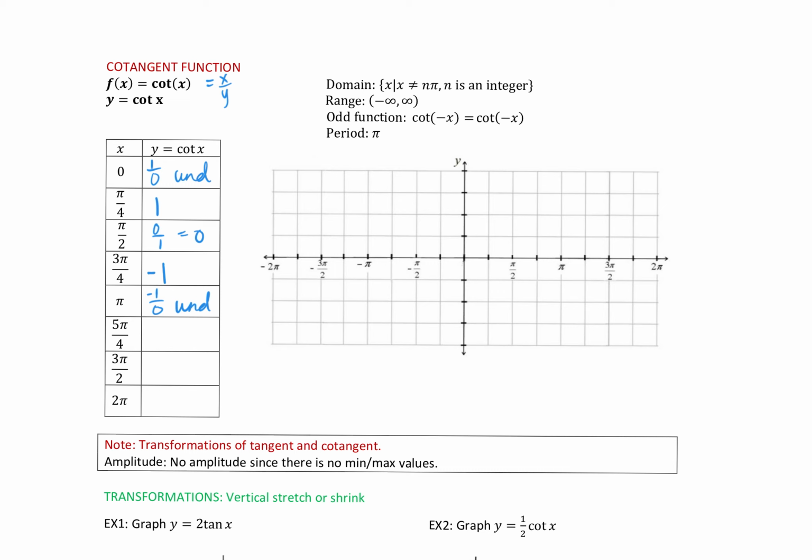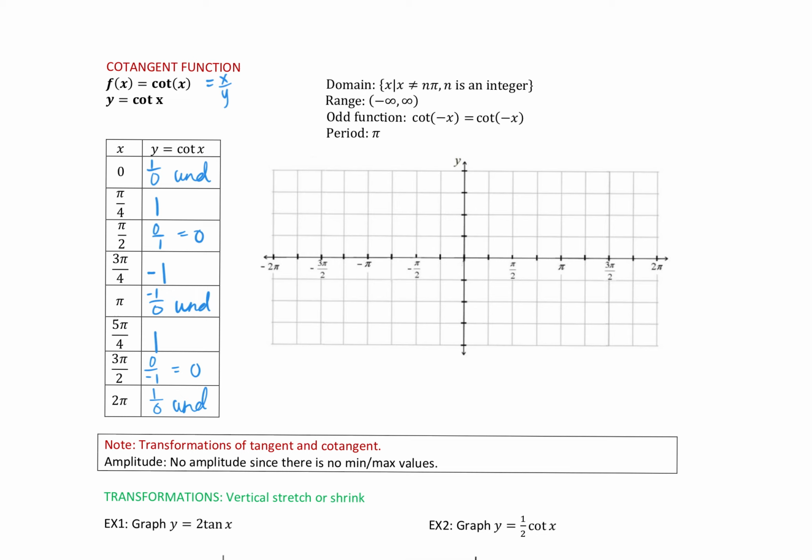And then at 5 pi over 4, we're in quadrant 3, so this is going to be 1. Cosine and sine are both negative square root 2 over 2, so we're going to get 1. At 3 pi over 2, that's where your x value is 0, but your y value is negative 1. So this is 0. And at 2 pi, that's where the x value is 1 and the y value is 0. So this is undefined.